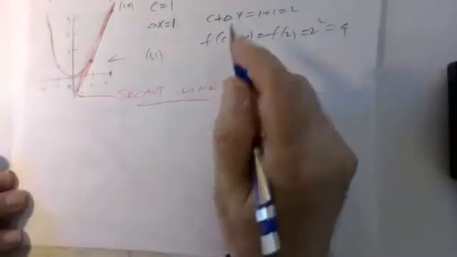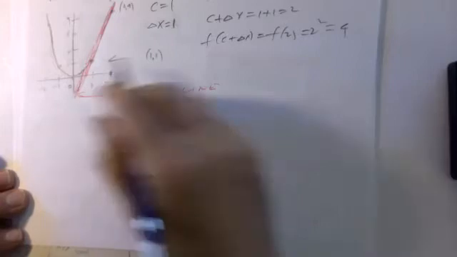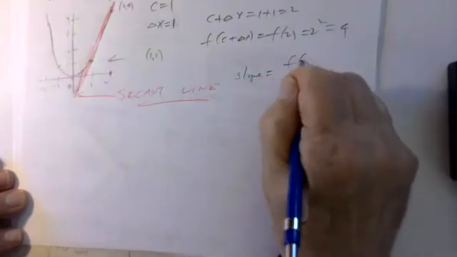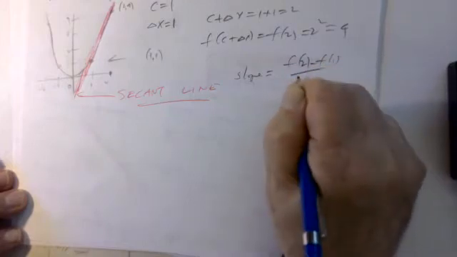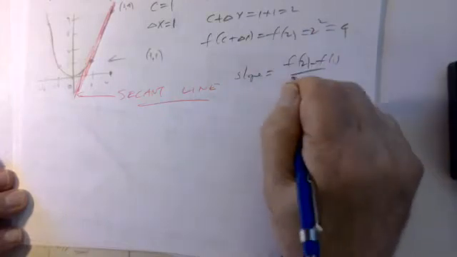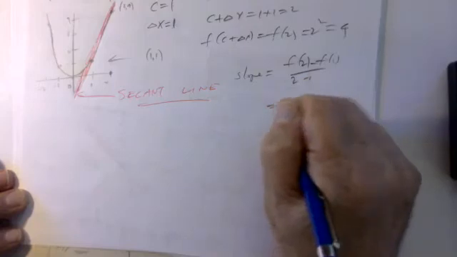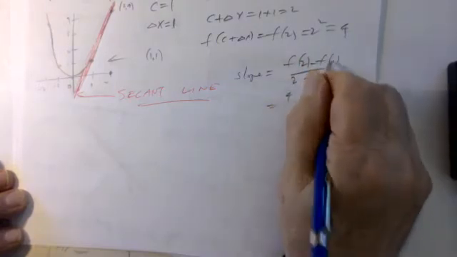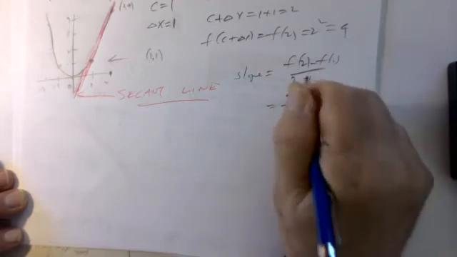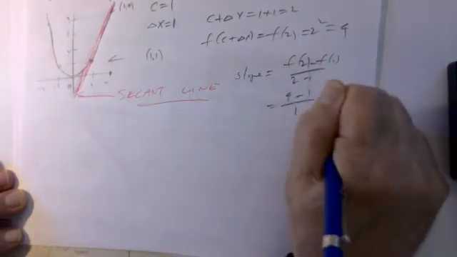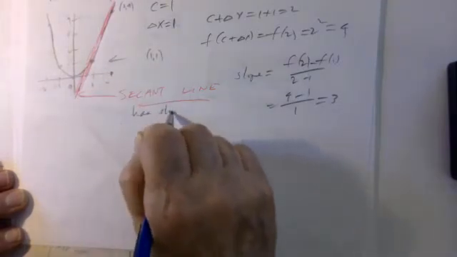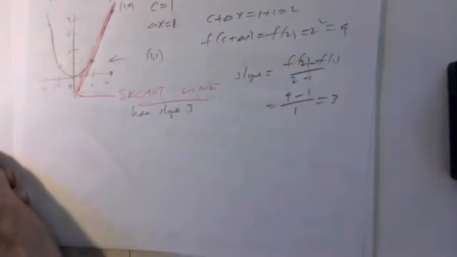And what is the slope? The slope is f of 2 minus f of 1 over my delta x, 2 minus 1, which is 1. F of 2 is 4. F of 1 is 1. 2 minus 1 is 1. This is 3. So this secant line has slope 3.